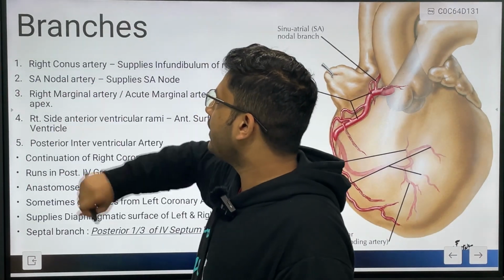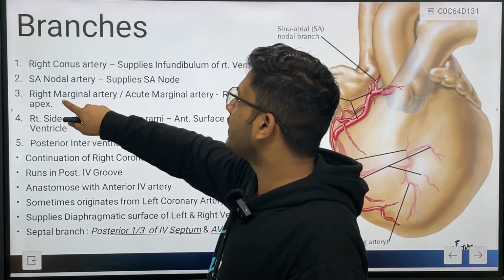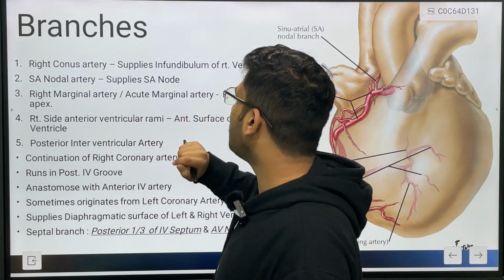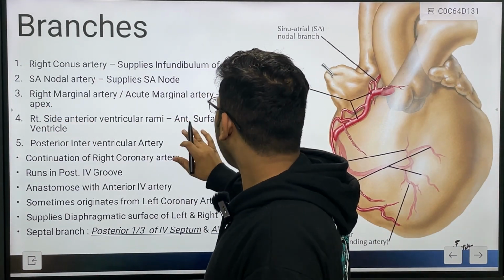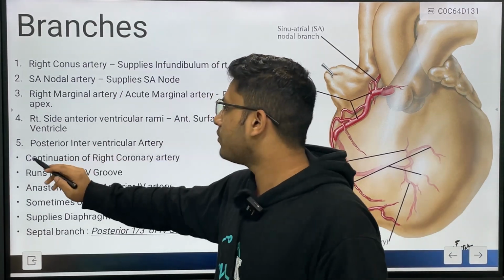Right coronary artery: the AV nodal artery. Next is the right marginal artery, also known as the acute marginal artery, the right side ventricular artery. It will supply the anterior surface of the right ventricle.